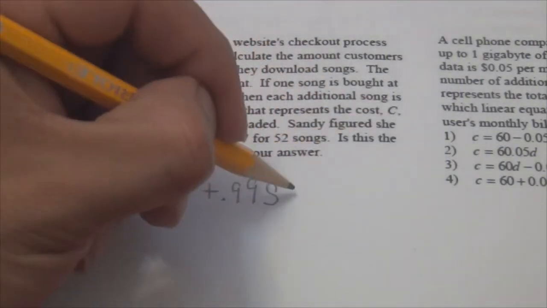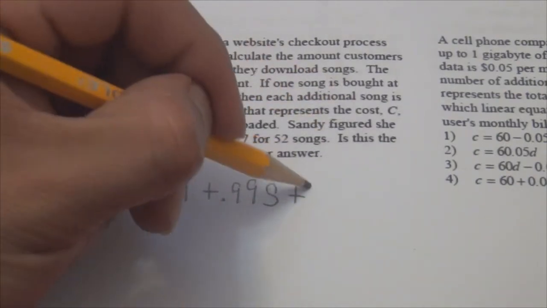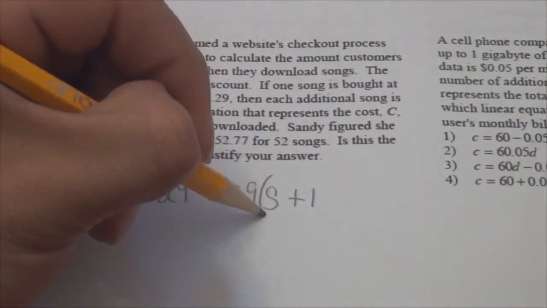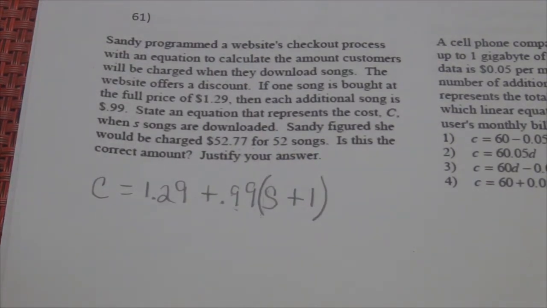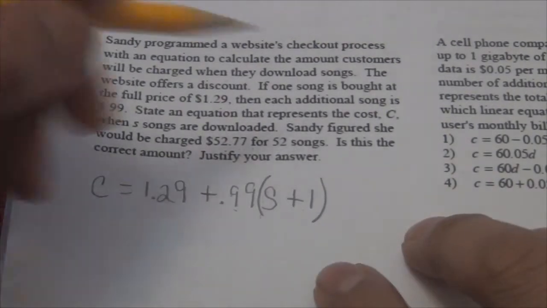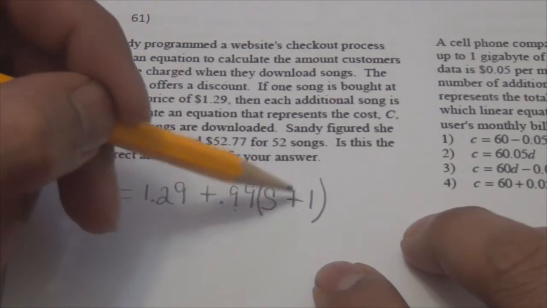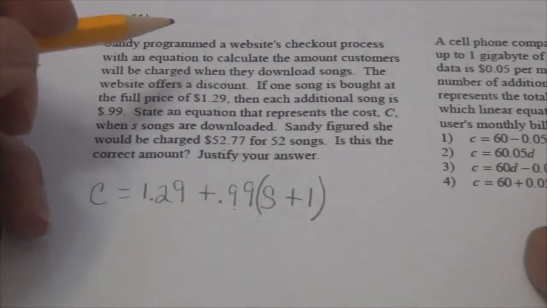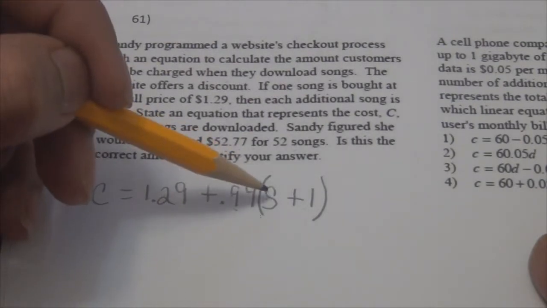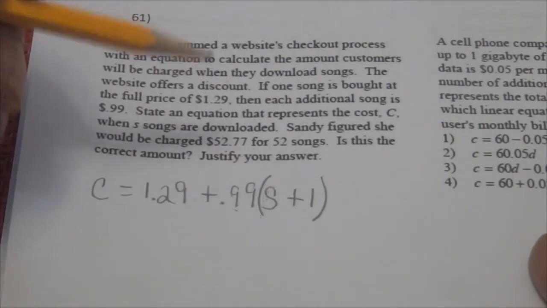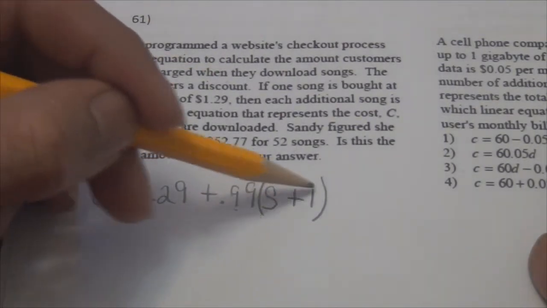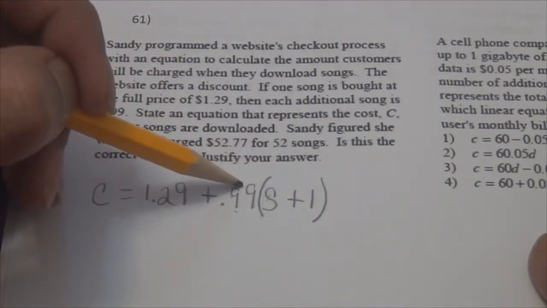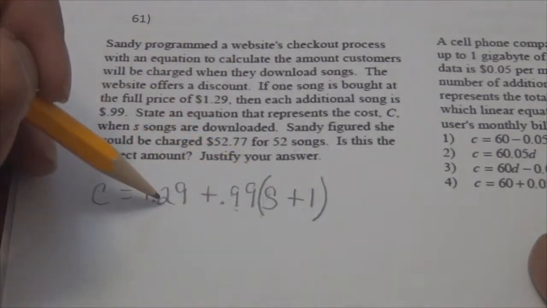How about this way? How about I do this? Alright, so we had a little interruption, but let's pick up where we left off. Alright, so if I put S plus 1, song plus 1, let's see. If I buy 1 song, alright, then I should only have to pay $1.29. So if I put S being 1, 1 plus 1 is 2, 2 times this is $1.98. Nope, I'm gonna end up paying more.